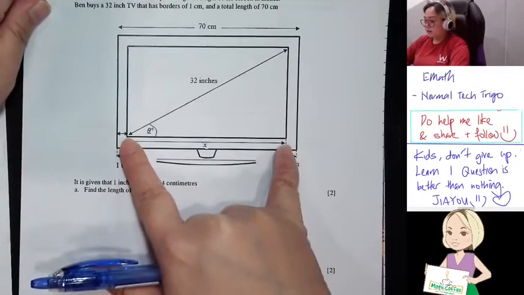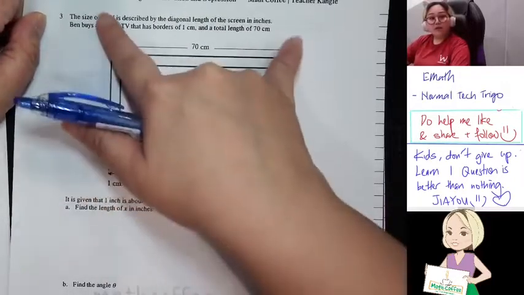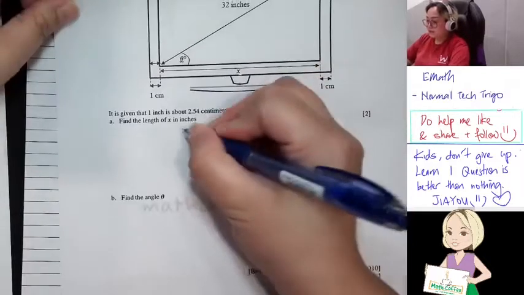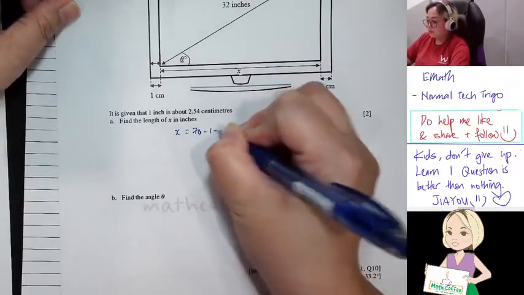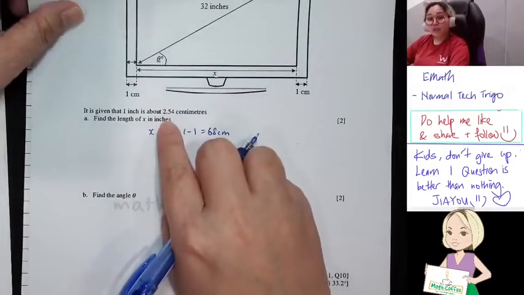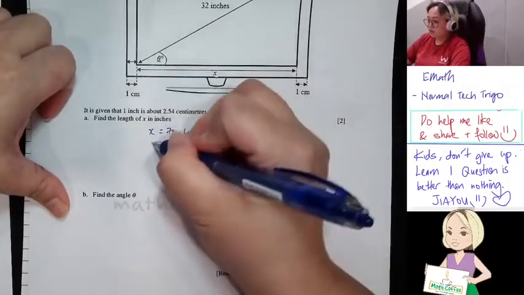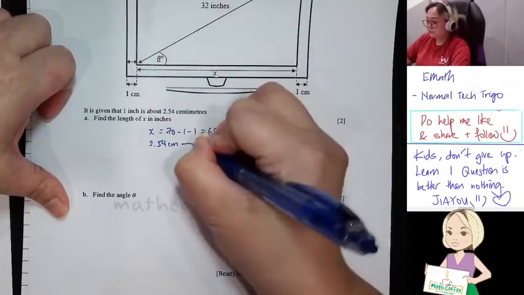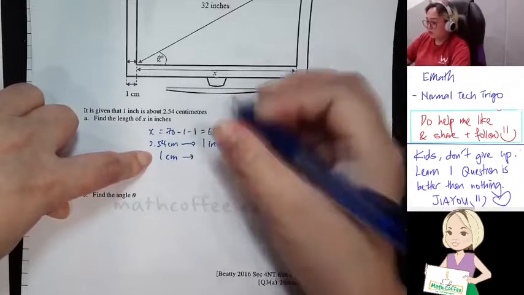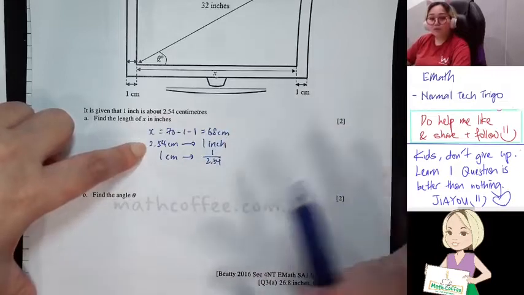So my X means I have to take the 70 cm minus 1, correct? So the first step is my X will be equal to 70 minus 1, which gives me 68 cm. But they want you to give the answer in terms of inches. They tell me 1 inch is 2.54 cm, so I'm going to do the other way around. I will say 2.54 cm is 1 inch. So I will find 1 cm first, which is 1 over 2.54. You can leave it in the fraction form. You don't have to give the decimal.